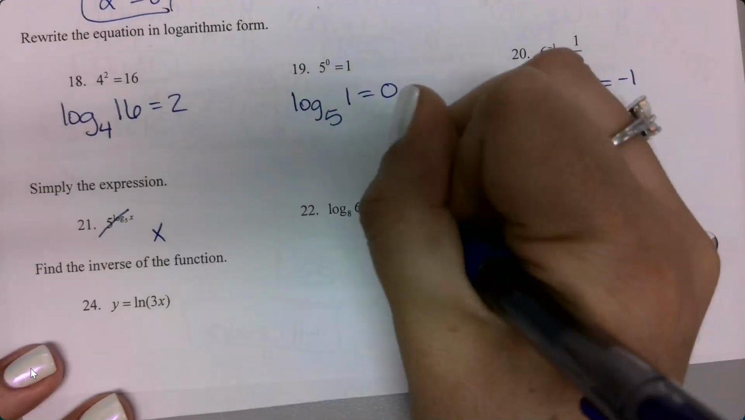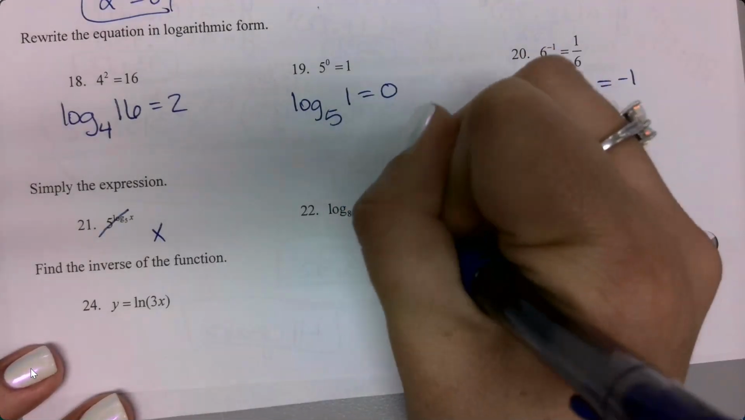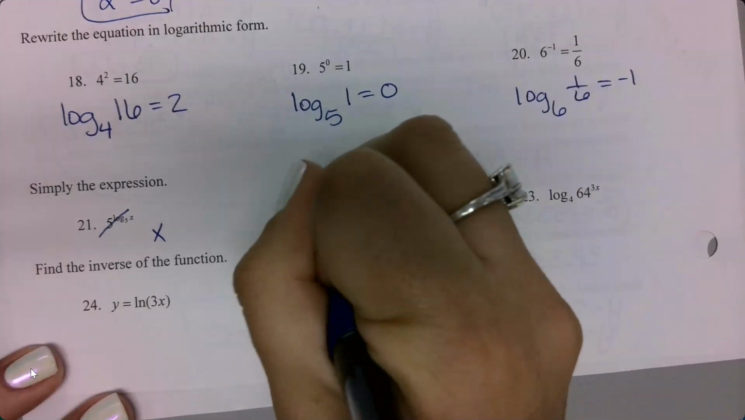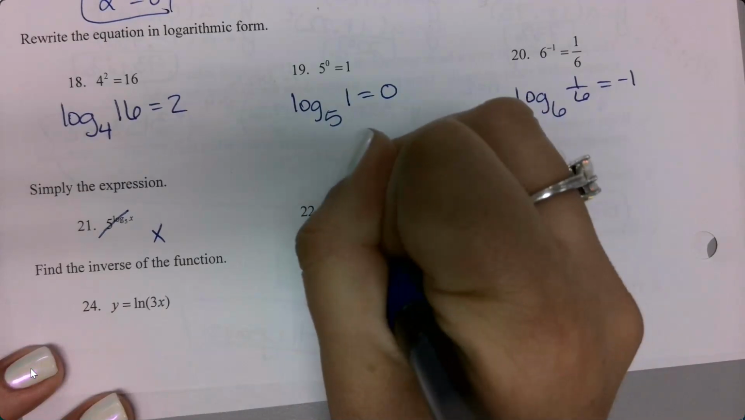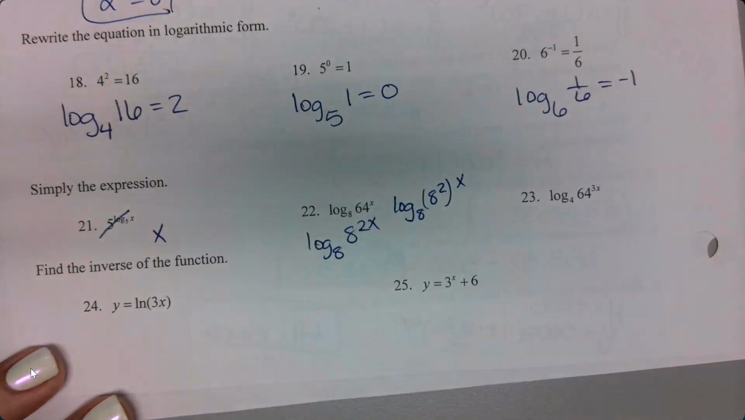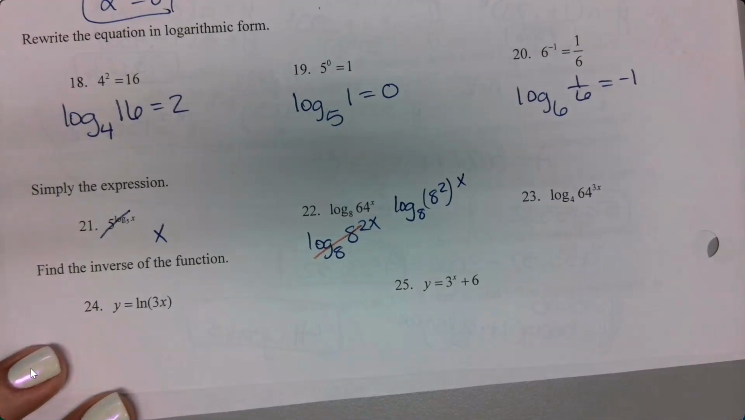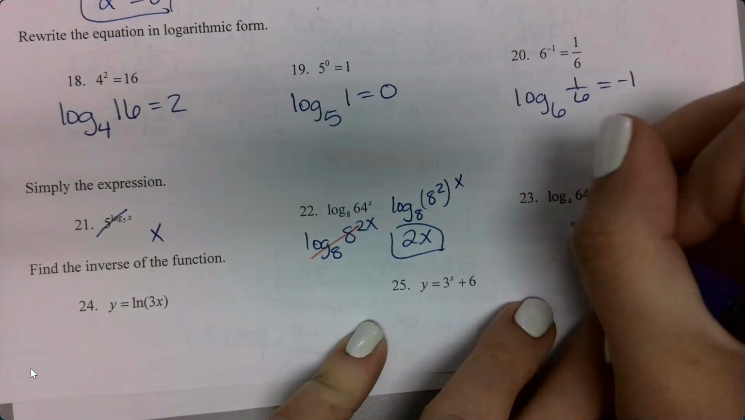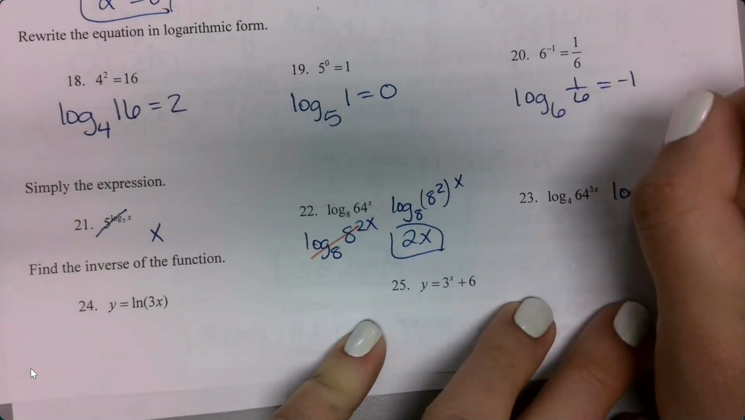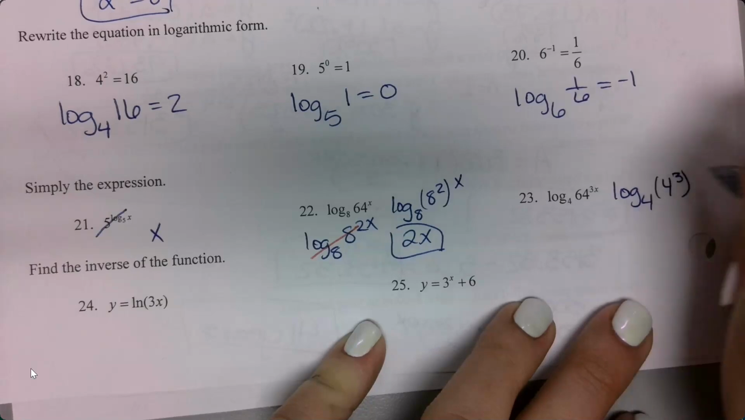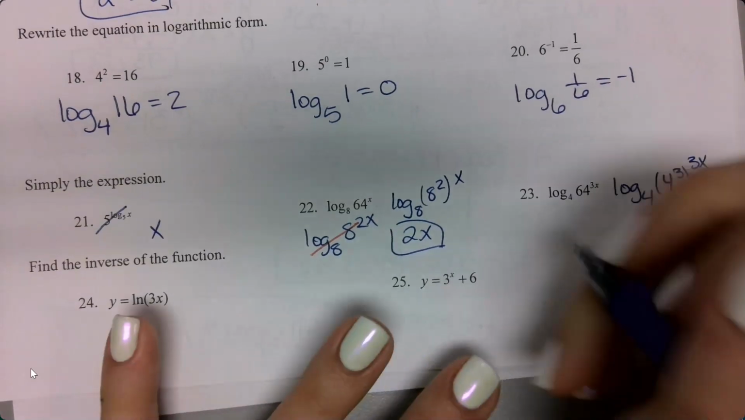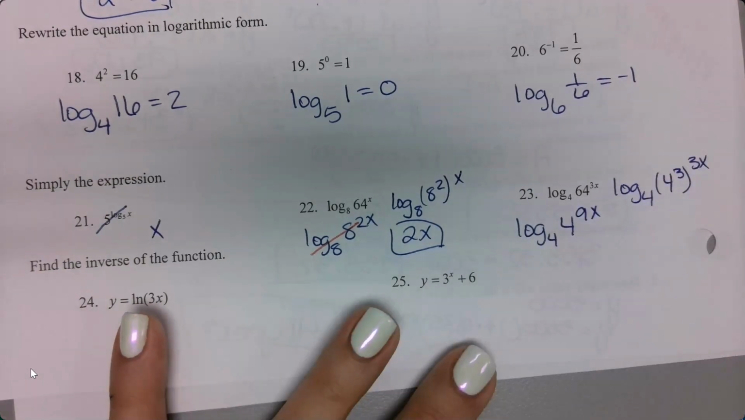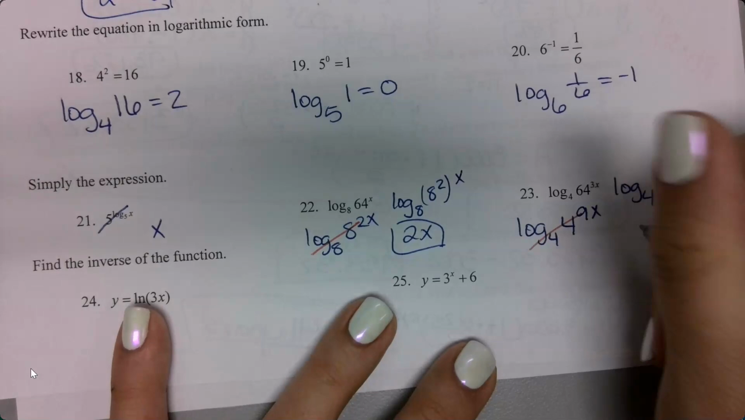On 22, I want to rewrite 64 as a power of 8. So that's really 8 squared. So I can rewrite this as log base 8 times 8 to the 2x. The log base 8 and the 8 are inverse operations. They cancel out. So I have 2x. Same thing over here with the 64. I want to rewrite that as a power of 4. That's 4 cubed. And then I had the 3x there. So really I have log base 4, 4 to the 9x power, those cancel out, and I have 9x as my answer.